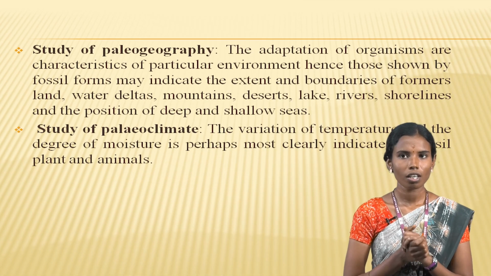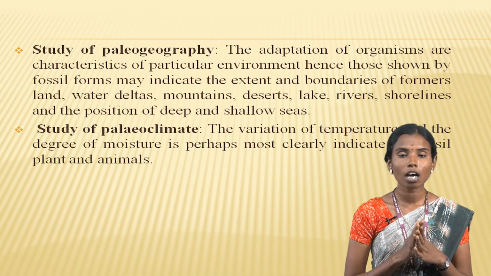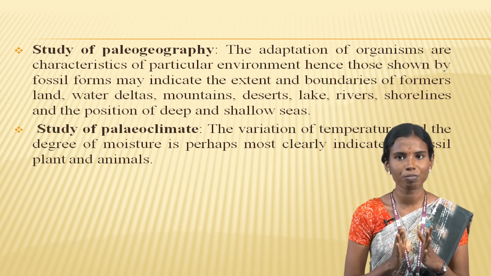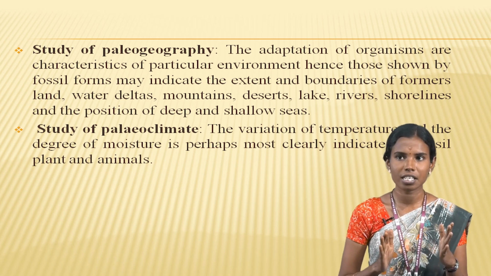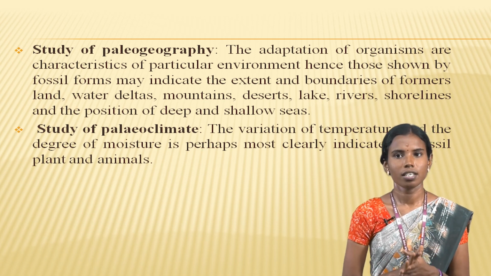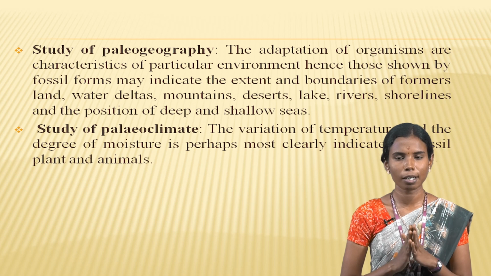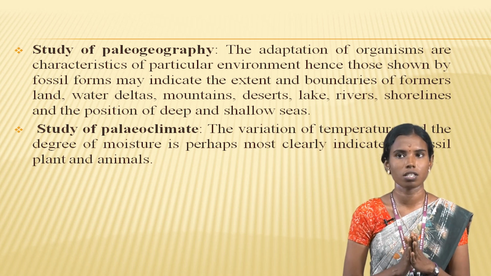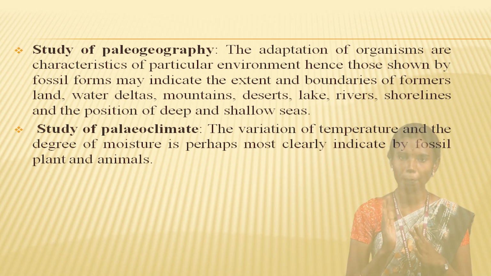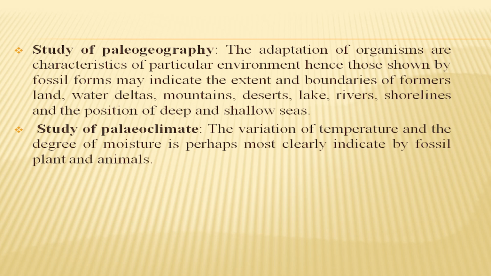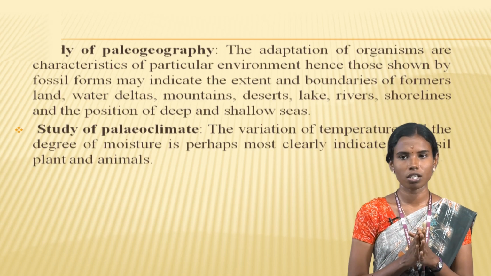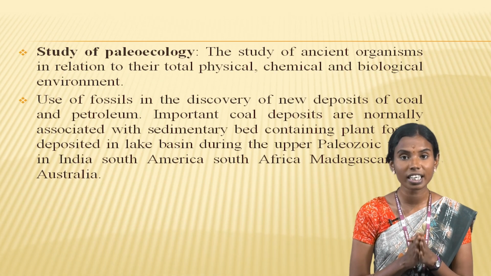Next, about the study of paleogeography. So the adaptation of organisms is characteristic of a particular environment. Hence, this shown by fossil forms may indicate the extent and the boundaries of the former land or ancient land, water, deltas, mountains, desert, lake, river, shoreline, and position of the deep and shallow seas. Next, about the uses of fossils in paleoclimate. So the variation of temperature and the degree of moisture is clearly indicated by the fossils in both plant and animal fossils.